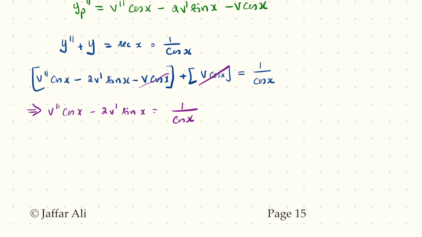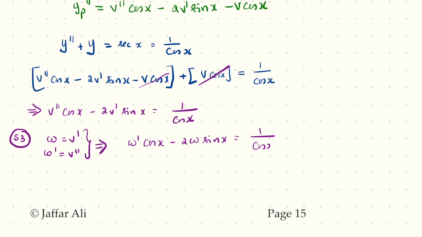All right, so now it's a second order differential equation in terms of v. So therefore, next step, we're going to do the reduction step, right? We know how to do the reduction step. The reduction step is we're going to say w is equal to v prime. The w prime is going to be v double prime. If I do that, then I am going to have w prime cosine x minus 2w sine x is equal to 1 over cosine x. Let me divide the whole thing by cosine x. Then I'm going to have w prime minus 2 sine x over cosine x w is equal to 1 over cosine squared x. That is what I have, right?